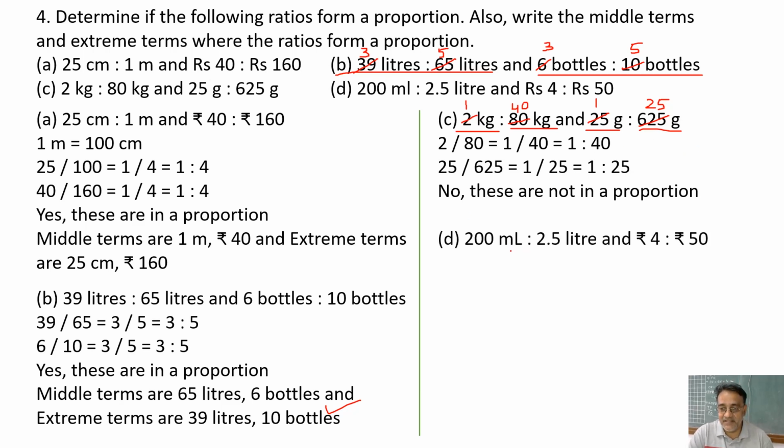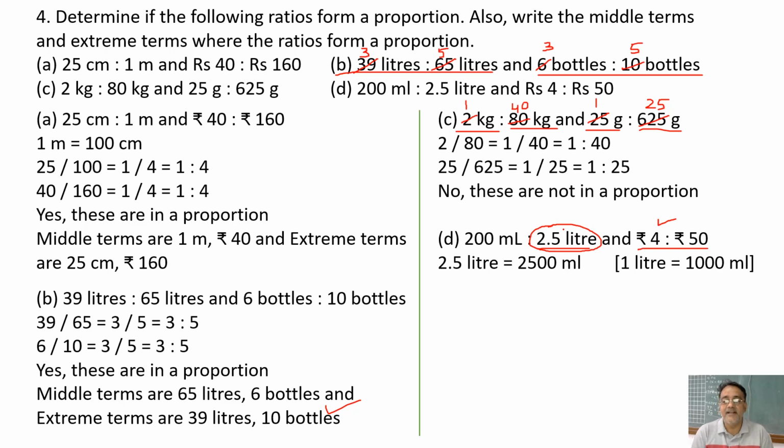200 milliliter is to 2.5 liters and rupees 4 is to rupees 50. देखो ये दोनों unit same है, but here units are not same. So what we will do, we will convert liter to milliliter. 1 liter is equals to how many milliliter? 1000 milliliter. Very good. So 2.5 we will multiply with 1000. So we are getting 2500 milliliter.